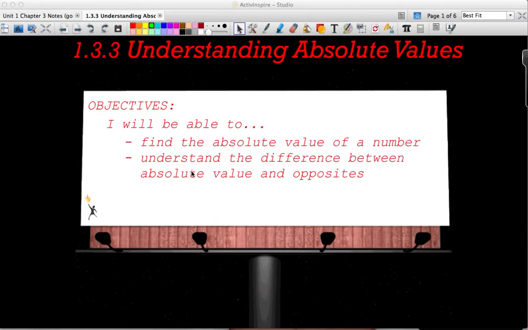The second one is really important because a lot of times students do great with finding the opposite and then really struggle when it comes to absolute value because they tend to think that they're the same thing, but they're very different. So make sure that while we're going over absolute value, you're really paying attention to the definition of the absolute value and the differences between the absolute value and the opposite of a number.